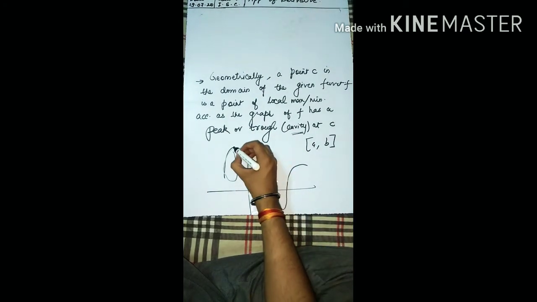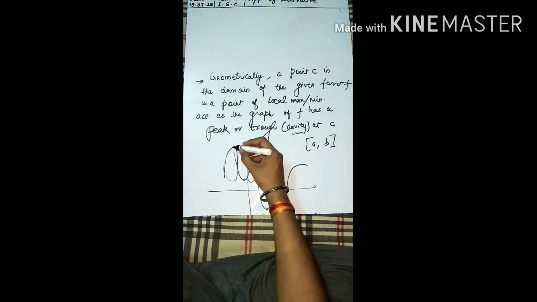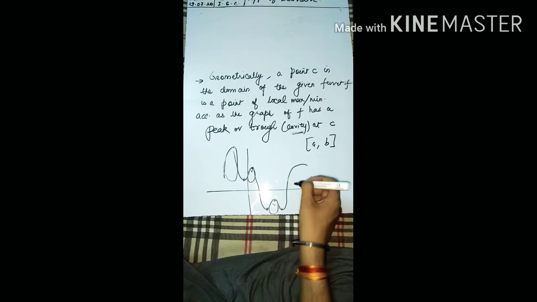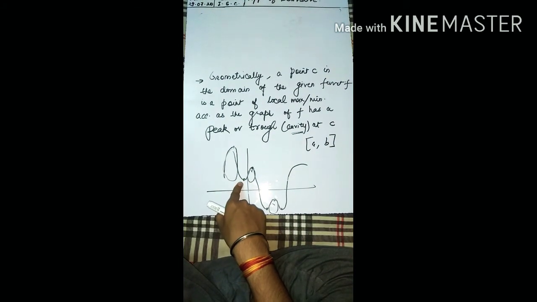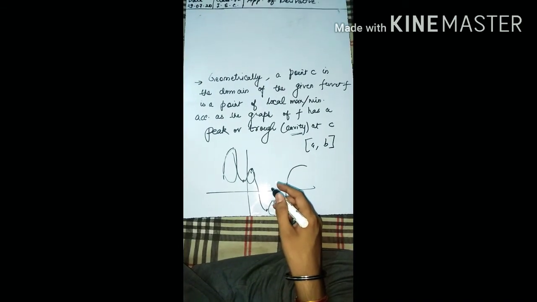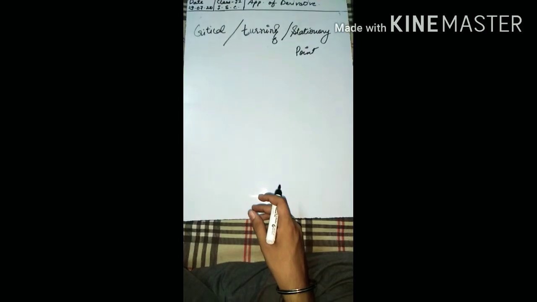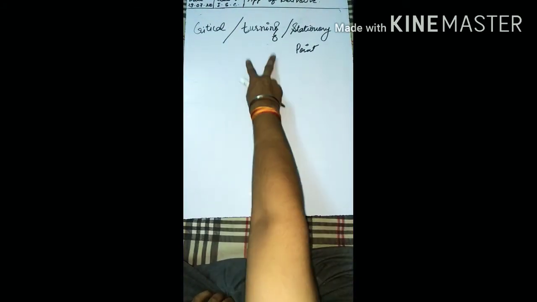So a point where you have local maxima or local minima is called the extreme point, and the value which comes on that point is called the extreme value. So extreme value and extreme point also you understood. Okay, now the next topic comes: the critical or turning or stationary point. You can express this point in three terms: critical point, turning point, or stationary point.